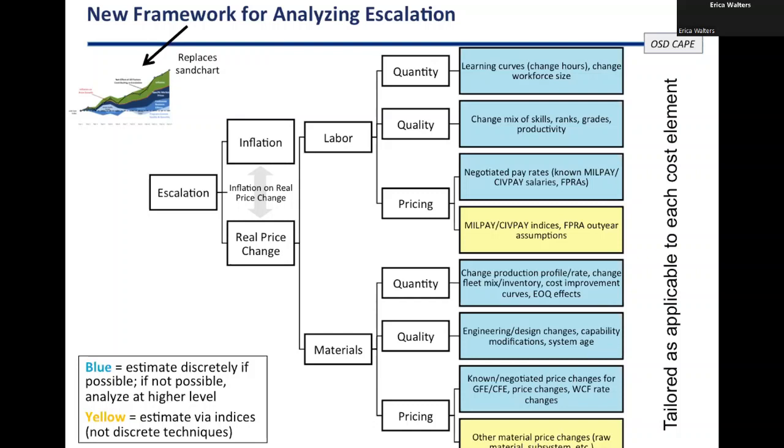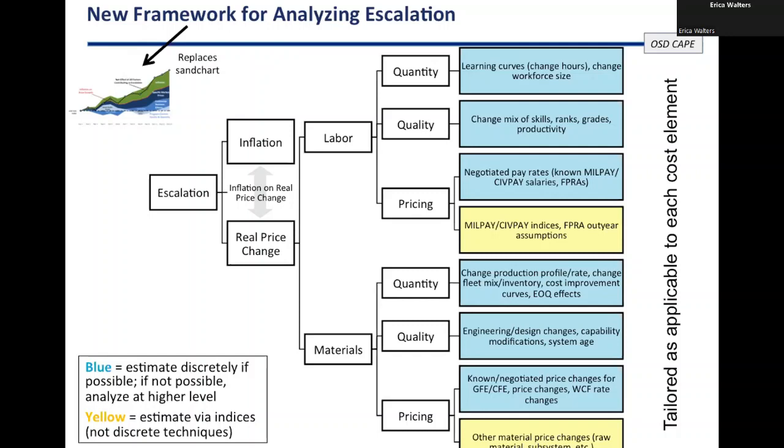So you start on the left side, you've got escalation, then that breaks down into inflation and real price change. And there's a little interactive element between the two of them. That only really matters if you're trying to show a sand chart, so I haven't talked about it much. But then within real price change, you can break things out in different ways depending on what you're estimating. A common way to do that is labor versus materials. If you have enough detail to split those apart, then that's generally a good idea.